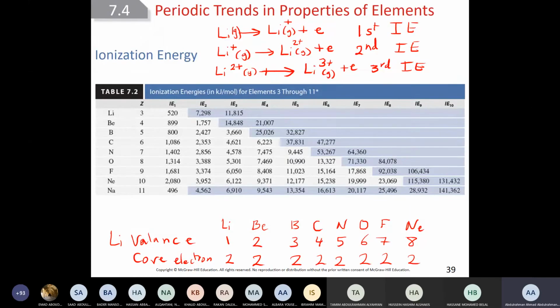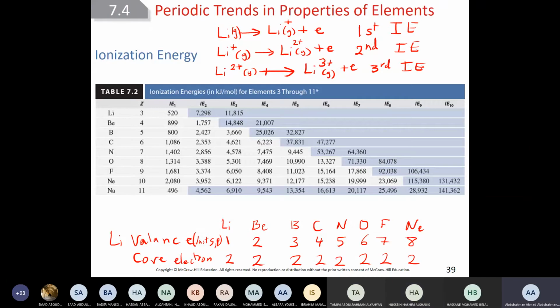Valence means, don't forget this at all, the last sp electrons, which in this case are 2s2p. And the core electrons are the 1s. Clear? I hope so.